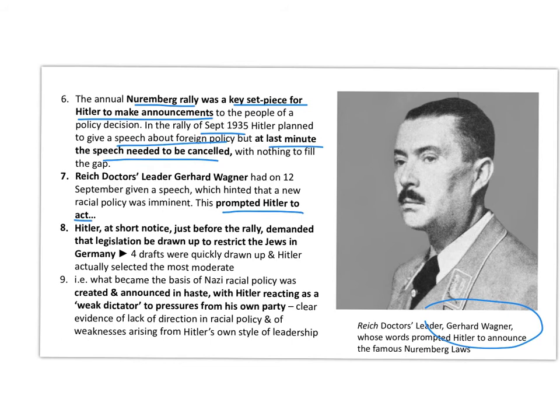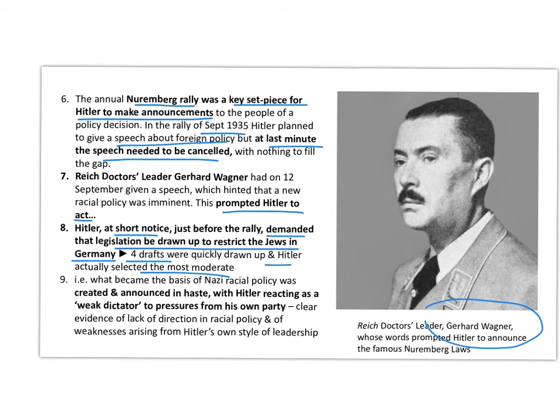So at short notice, before the rally, Hitler called upon his leading civil servants and said, I want you to draw up some legislation that will restrict Jewish rights in Germany in a more major way than previously. And interestingly, the civil servants drew up four drafts of what we call the Nuremberg Laws, and they presented them to Hitler, and Hitler actually selected the most moderate. Okay, which again tells you that, keeping an eye on the big picture, Hitler knows it's really important to keep the conservatives on his side and to keep the British and the Americans on his side. He's not ready to move towards a radical policy just yet.